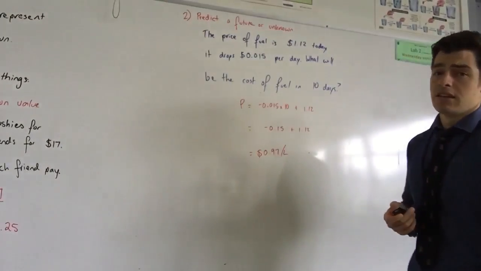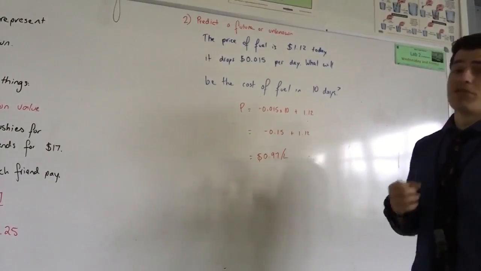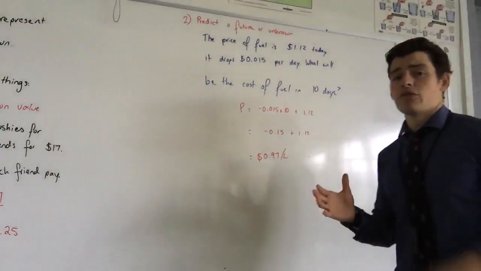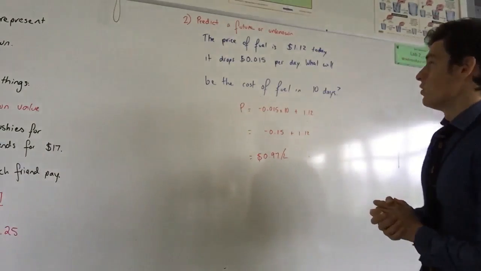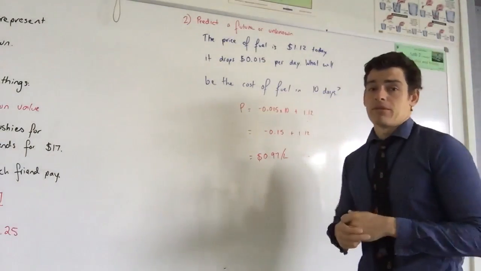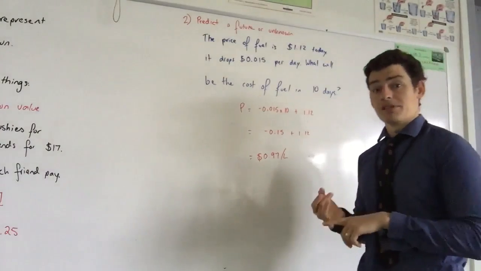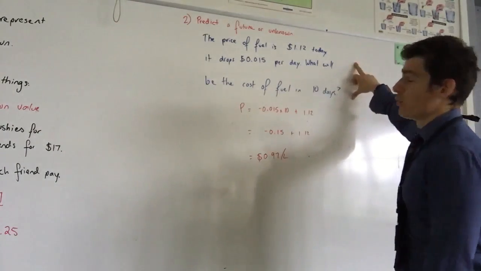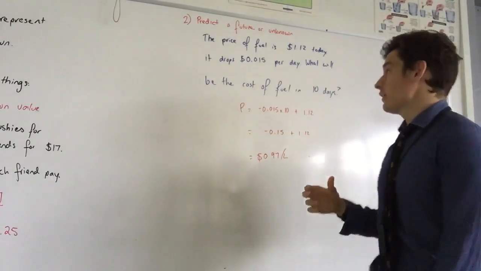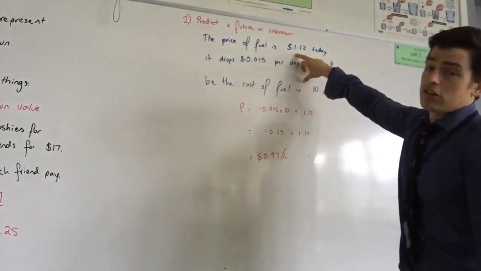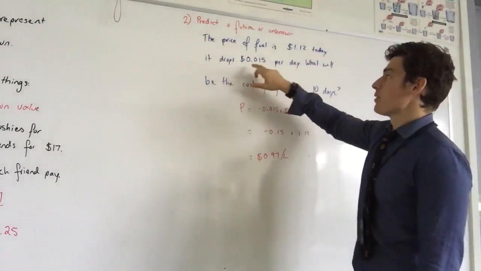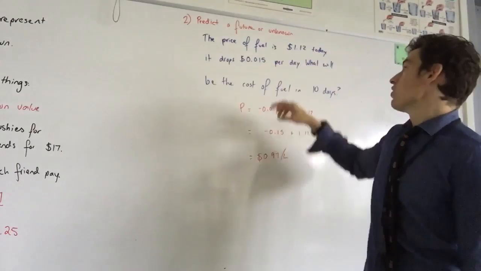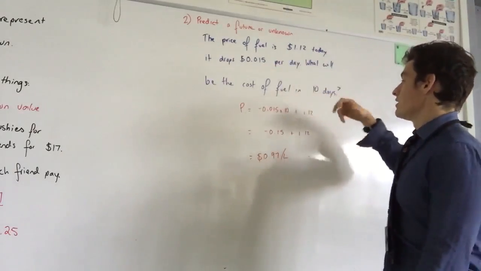The second thing that algebra allows us to do is to predict an unknown future value. If we know that we've got a relationship between two things, we can predict when something will happen, and that can be really valuable in business, in engineering, in all sorts of fields. I've just given us an example that's pretty topical right now, the price of oil. The price of fuel is currently $1.12. It's dropping at $0.015 per day, which is 1.5 cents. What will be the cost of fuel in 10 days' time?